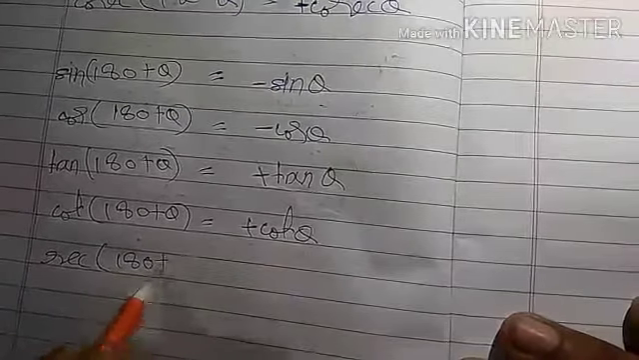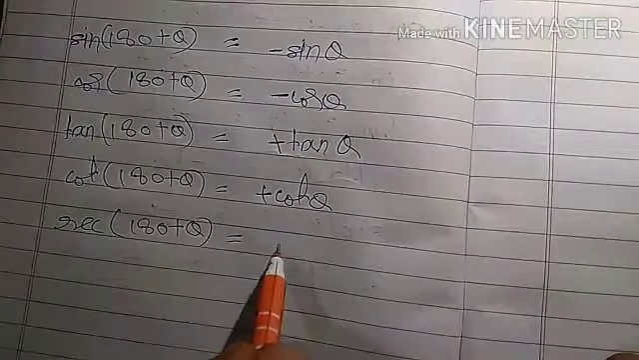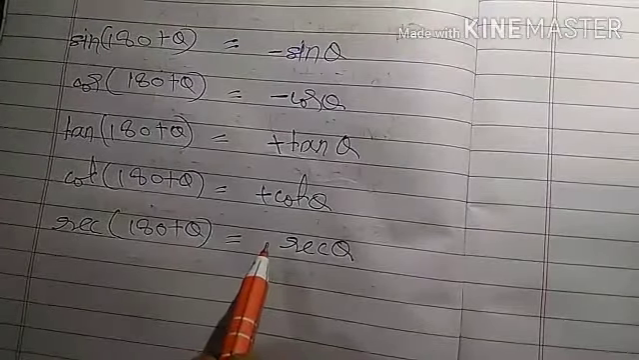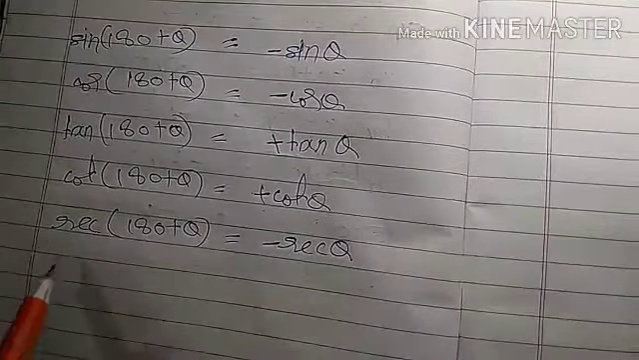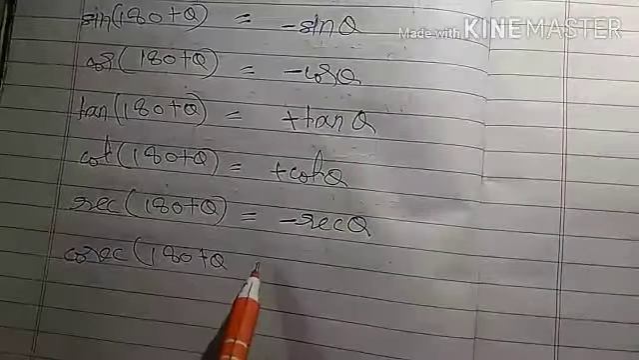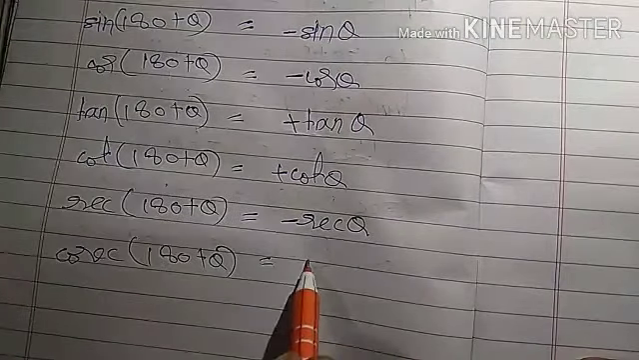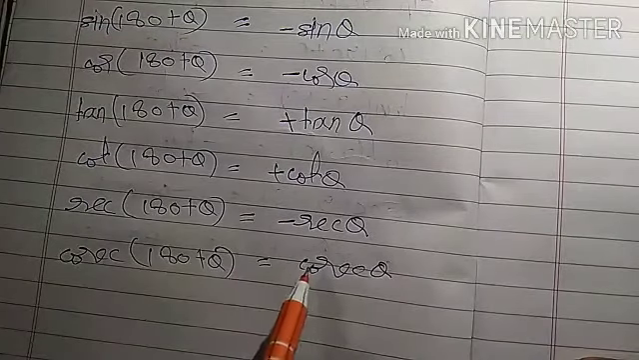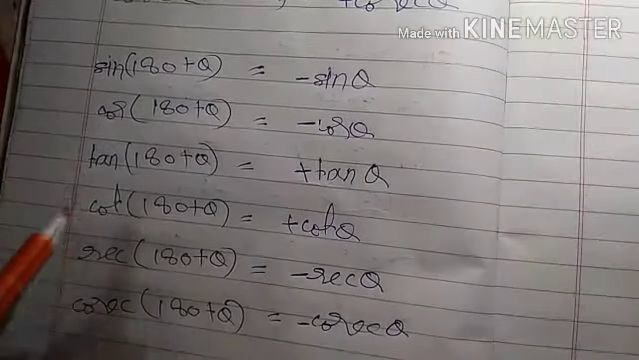Next, sec(180 + θ): functions change is not allowed, so sec θ. It is in the third quadrant, only tan θ and cot θ are positive, and the other functions are negative, so sec θ is also negative, so minus sec θ. Next cosec(180 + θ): functions change is not allowed, so cosec θ. It is in the third quadrant, only tan θ and cot θ are positive, and the other functions are negative, so cosec θ is negative. So that is the 6 functions.